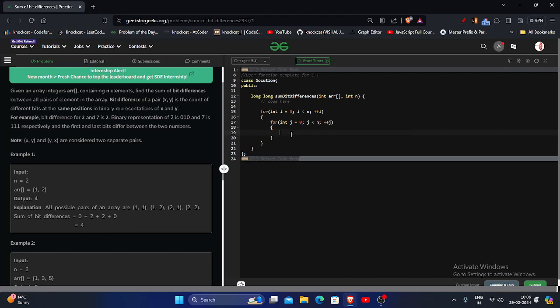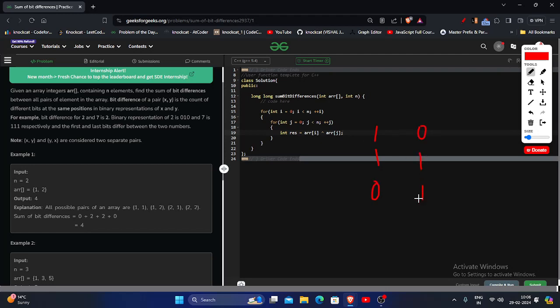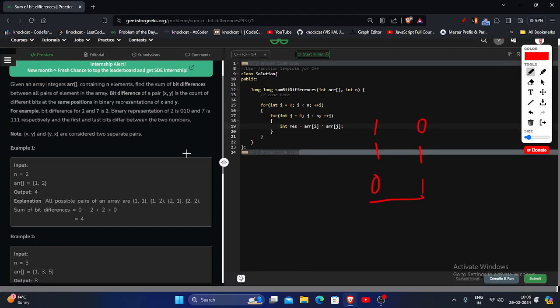Or if you do not calculate, you can do an XOR also, like A[i] XOR A[j], because when we do XOR of two numbers, XOR gives 0 for same bits and for different bits it gives 1. So in this example, let's say 3 and 5, if I take XOR, 0 1 1 and 1 0 1, it would be 1 1 at the positions where we have different bits.